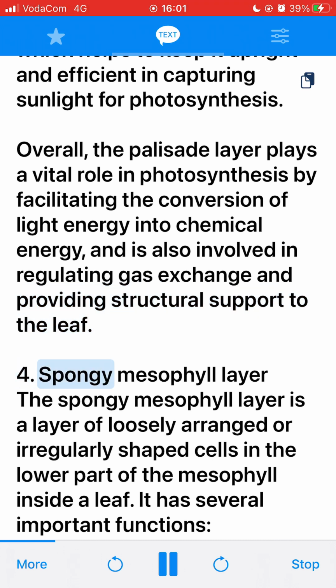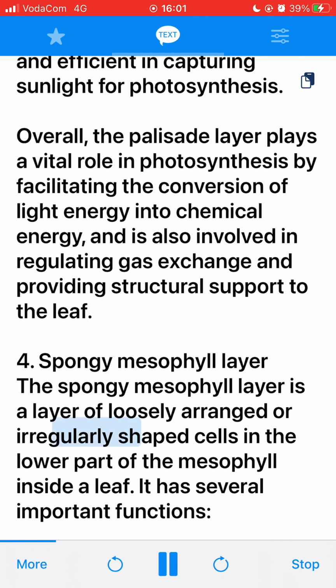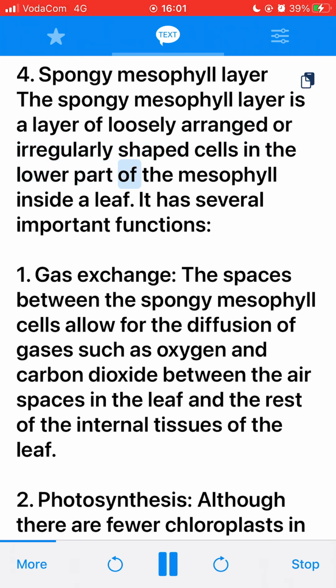4. Spongy mesophyll layer. The spongy mesophyll layer is a layer of loosely arranged or irregularly shaped cells in the lower part of the mesophyll inside a leaf. It has several important functions. 1. Gas exchange. The spaces between the spongy mesophyll cells allow for the diffusion of gases such as oxygen and carbon dioxide between the air spaces in the leaf and the rest of the internal tissues of the leaf.